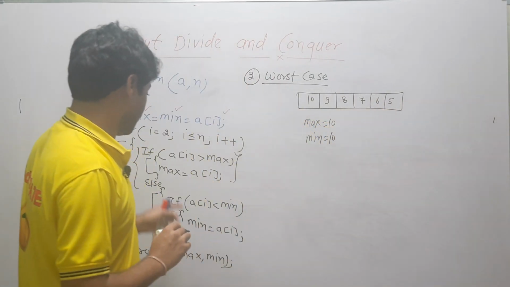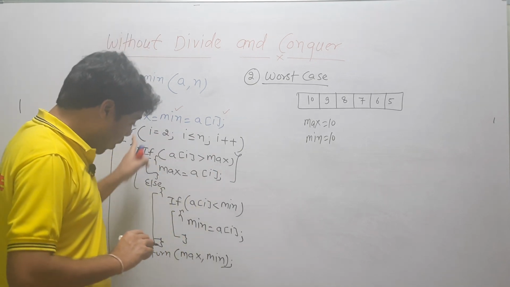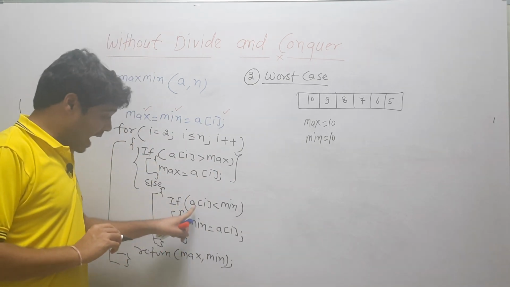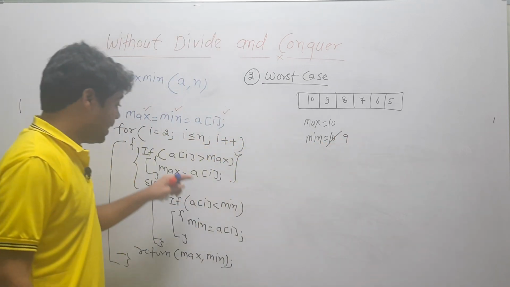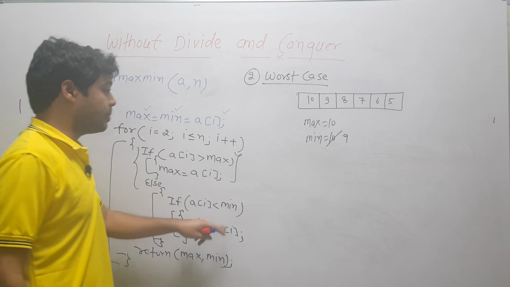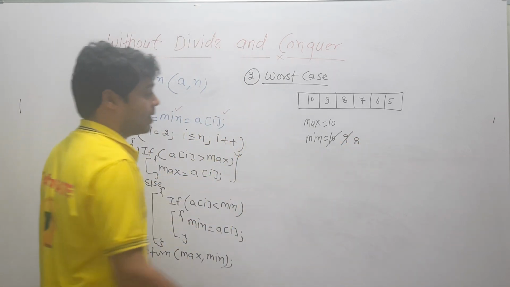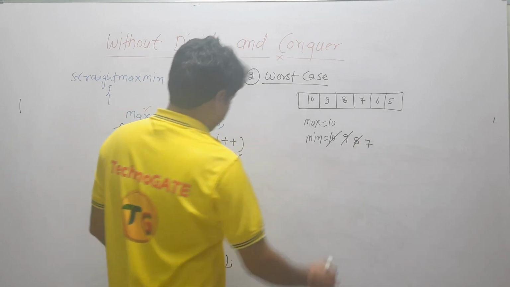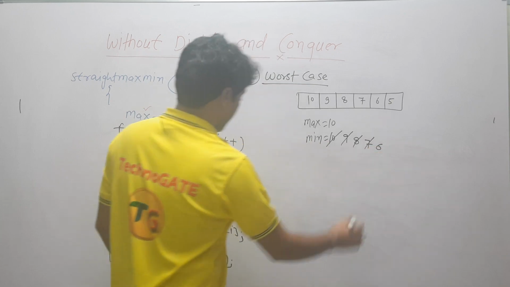Now check. Is 9 greater than maximum? No, the condition is false, so it goes to the else part. Is 9 less than minimum? Yes, because the minimum is 10. Now, is 8 greater than maximum? No. Is 8 less than minimum? Yes. Is 7 greater than maximum? No. Is 7 less than minimum? Yes. Is 6 greater than maximum? No. Is 6 less than minimum? Yes. Is 5 greater than maximum?